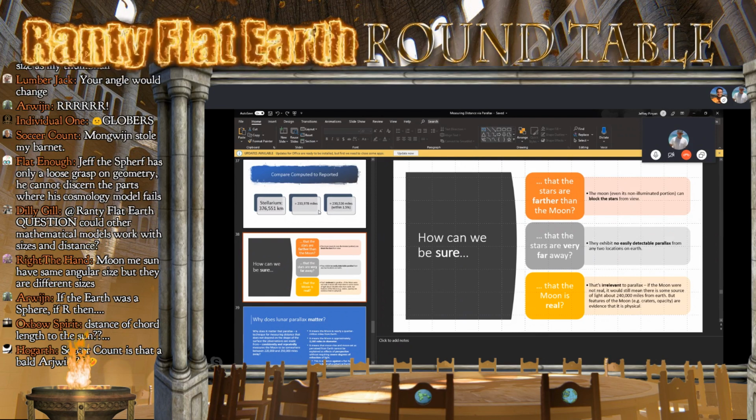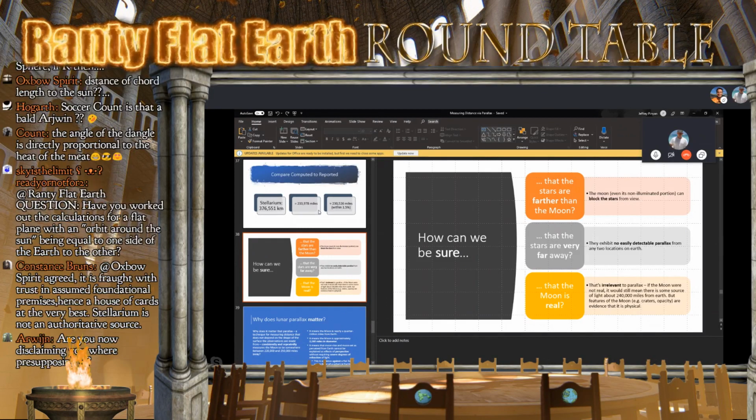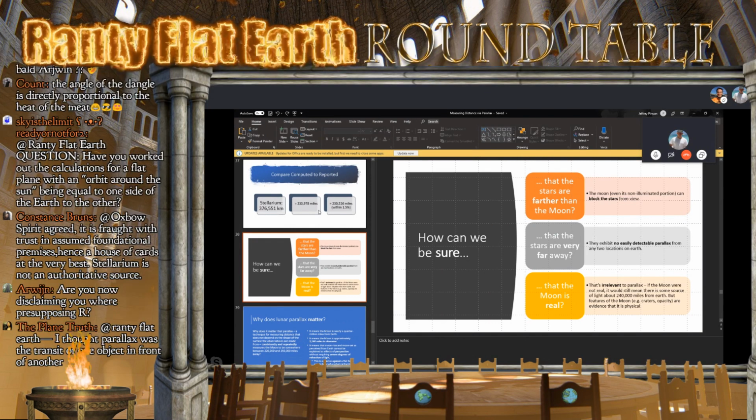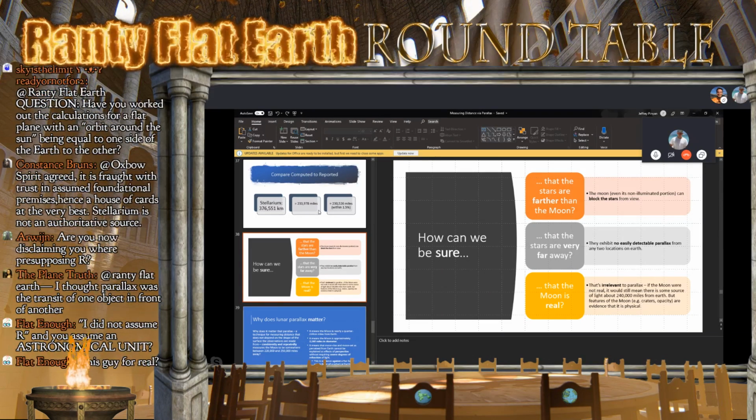How can we be sure that the stars are very far away? The fact that the stars do not exhibit any detectable parallax from any two locations on Earth, whereas the moon very clearly does. So that is how we can be reasonably sure that the stars are further away than the moon. So I have a question from Oxbow Spirit who says, is the sun an intangible object?